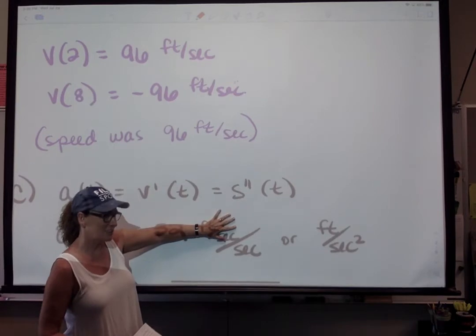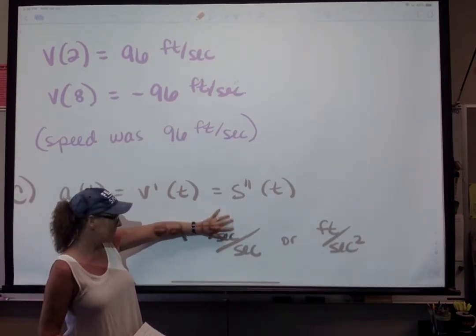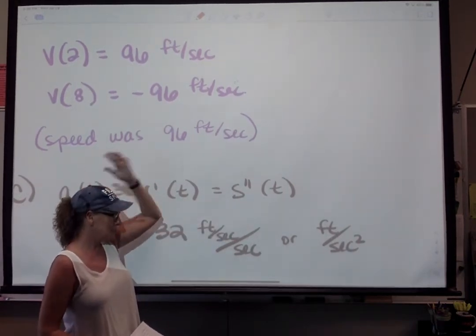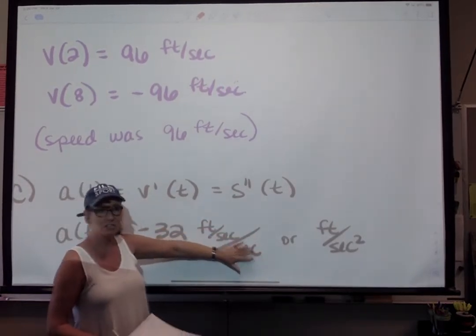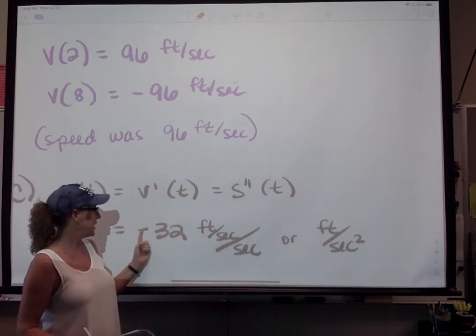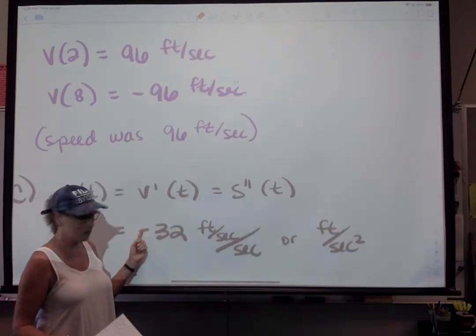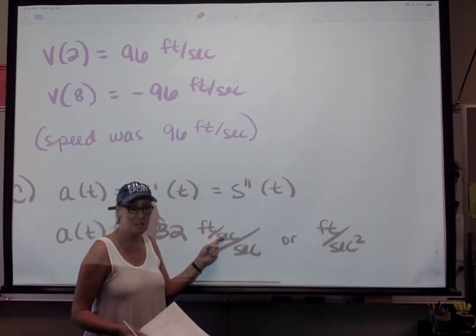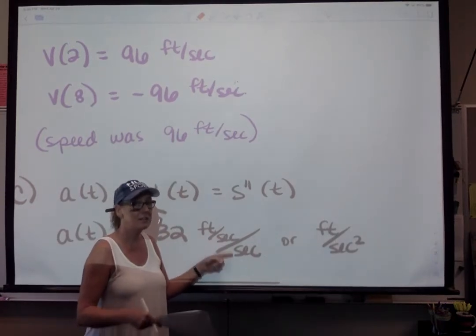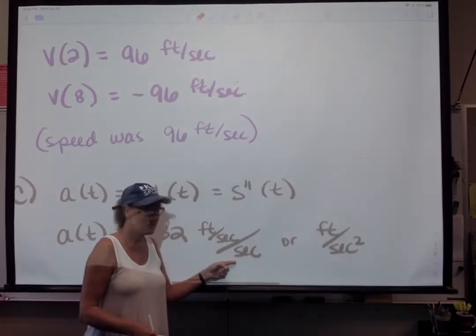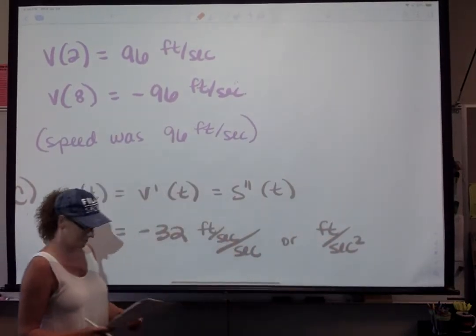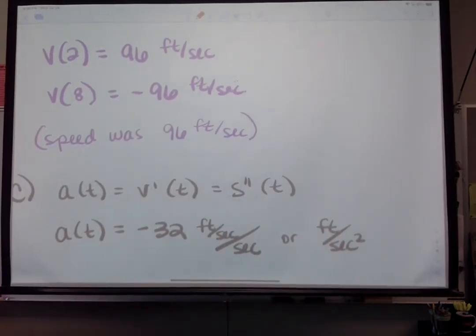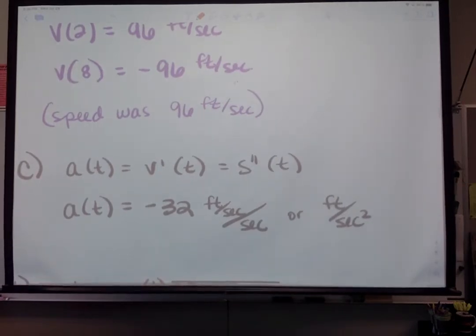Think about how velocity is measured. The change in velocity, that means my numerator is going to be measured in feet per second. My denominator is going to be measured in seconds. So how is it changing? It's decreasing 32 feet per second every second. And another way we write that is feet per second squared. Acceleration, got it.